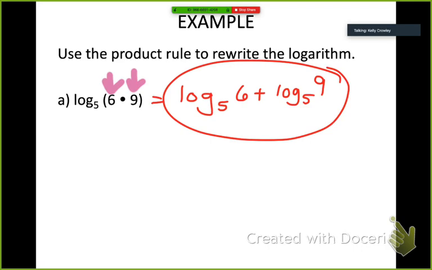So, you can expand multiplication to addition. If there was a product of 3 different things, then I would have a sum of 3 different logs with base 5. If I had 4 different things being multiplied, then I would have a sum of 4 different logs with a base of 5. Does that make sense?